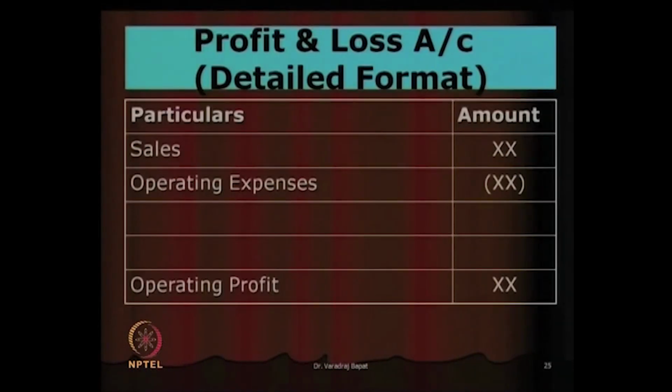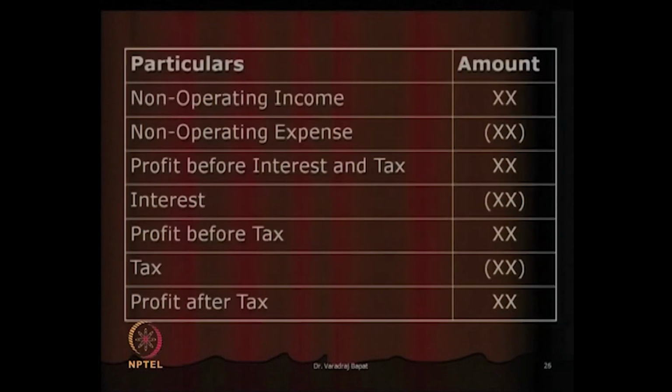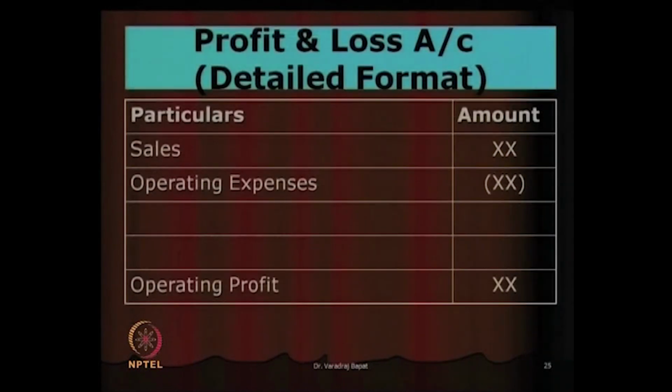Now, let us understand one more format of P&L, a little more detailed than the brief format we saw earlier. From sales we reduce operating expenses, that gives me operating profit. From operating profit I adjust for non-operating income and expenses and we get profit before interest and tax. This is a slightly different format from the schedule 6 format which we have seen, but it is not much different. Here we have tried to categorize into operating and non-operating.